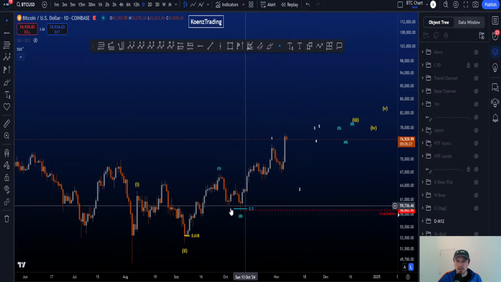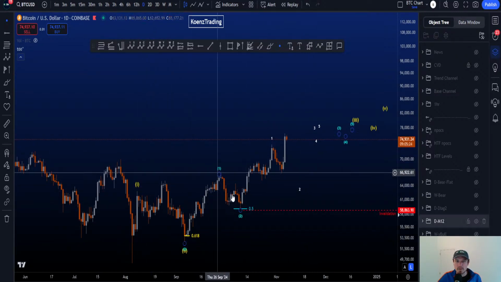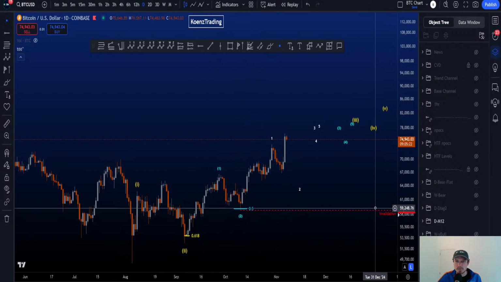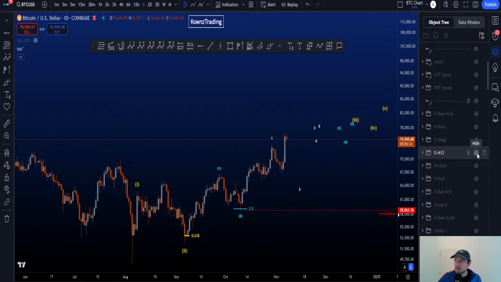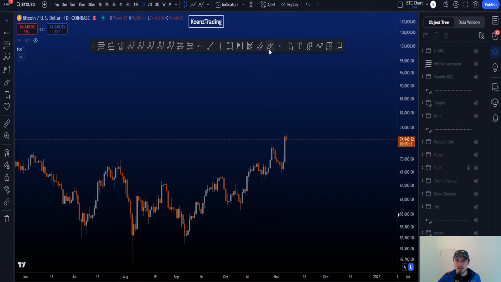I have a couple of numbers. I have two fibs. I have a horizontal on my chart, right? And what you can do is put this in a folder, and then you can just click on this eye and click on hide. Now, how does this happen?